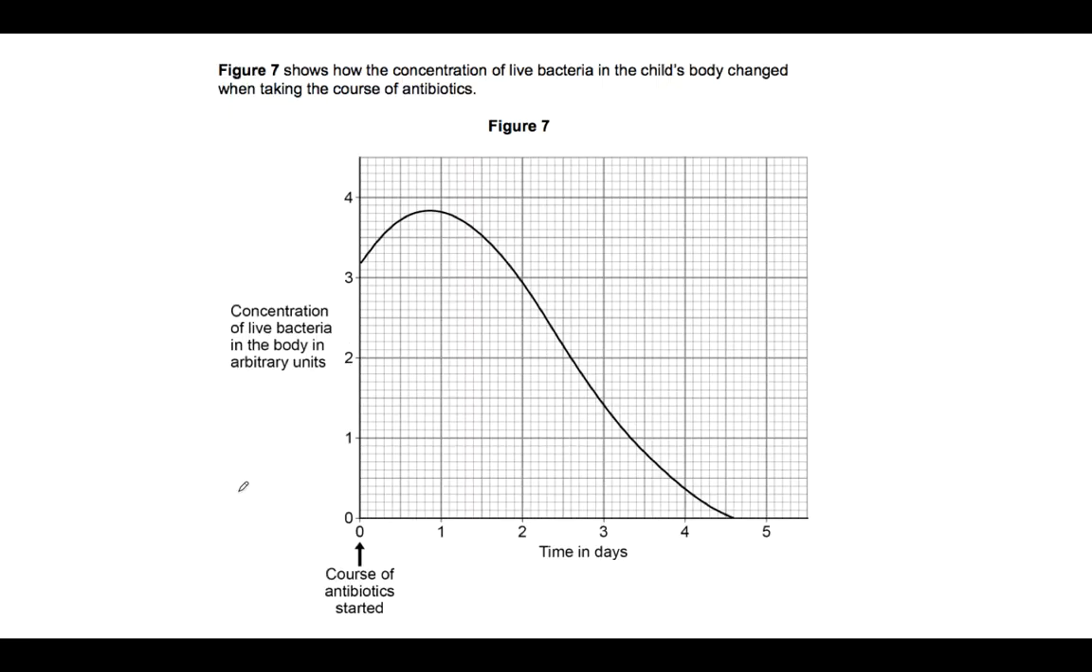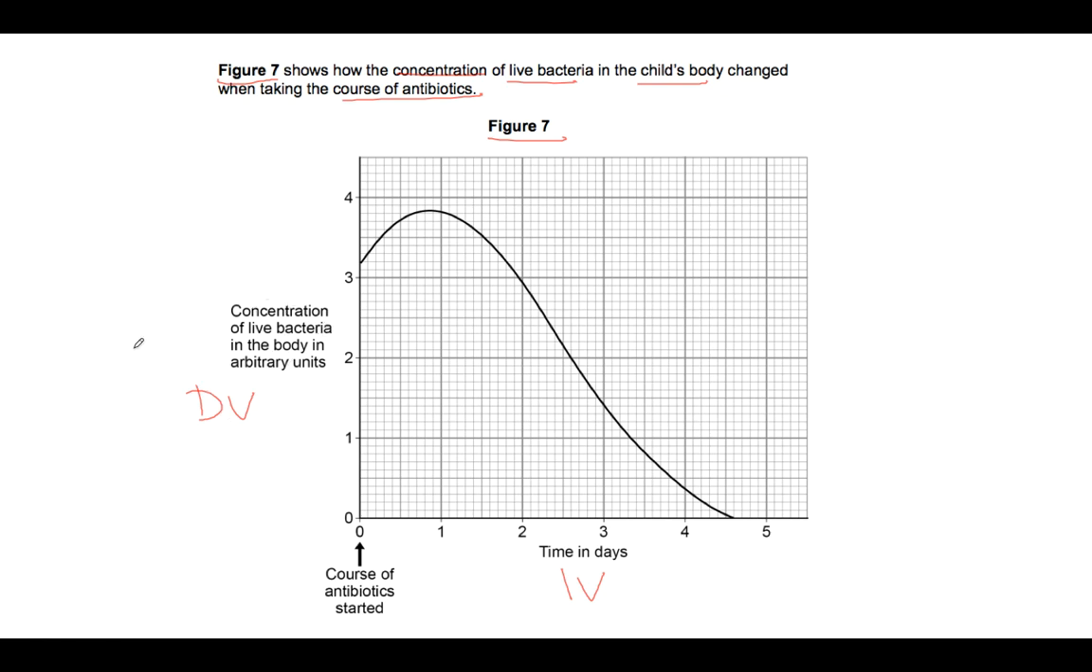So now we have some questions based on figure 7, which we can see here. And it shows the concentration of live bacteria in a child's body, how it changed when taking a course of antibiotics. So again, our independent variable here is the time in days, and our dependent variable is the concentration of live bacteria in the body.